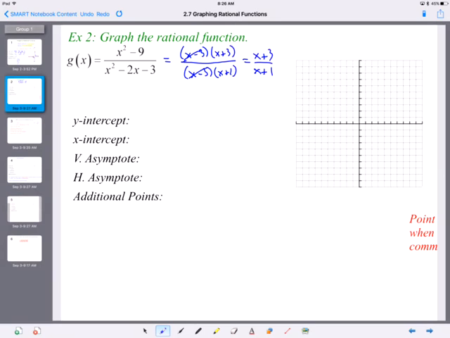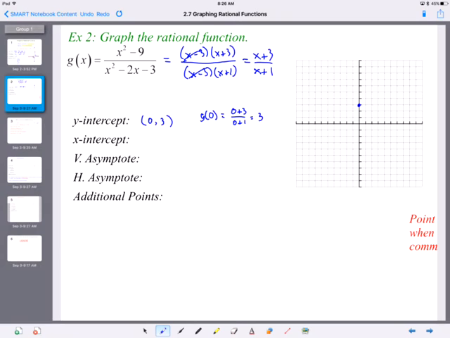And so for, once again, the y-intercept, you're going to plug 0 in for x. So plug 0 in for x and you get g of 0. You're going to get 0 plus 3 over 0 plus 1. So that's 3 over 1, which is 3. So we'll go ahead and plot that, 0, 3. That's your y-intercept.